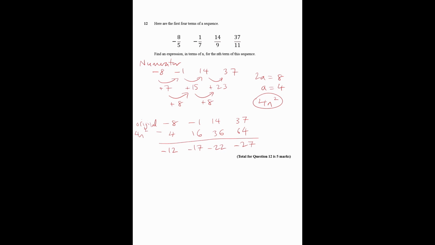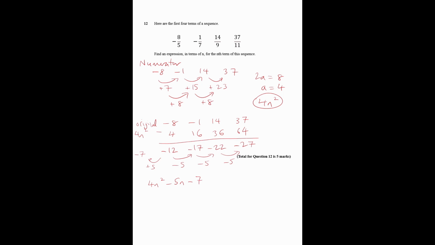So now we're looking at this, and this is always going down in fives. So minus 5, minus 5, minus 5. So this is based on minus 5n. And I find the 0 term, so I add 5. So minus 12 add 5 is minus 7. So this sequence is 4n squared minus 5n minus 7.